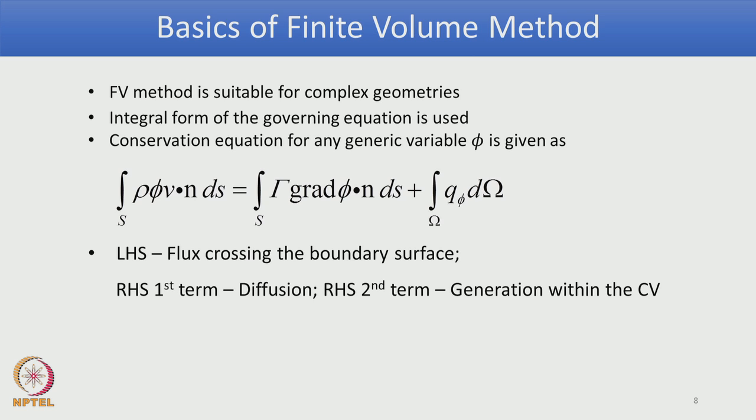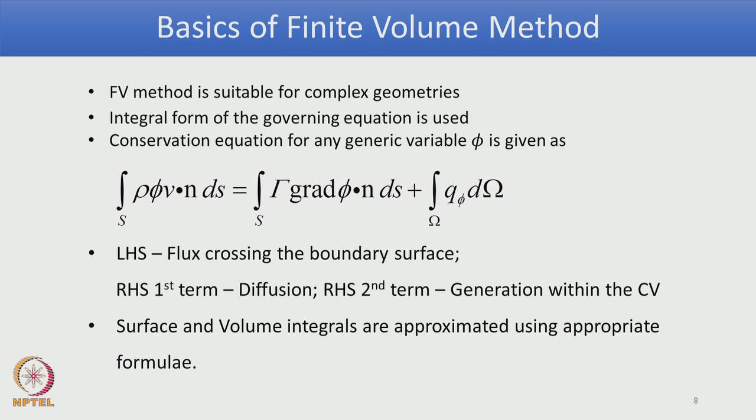On the LHS is the flux crossing the boundary surface, the first term on the RHS is diffusion, and the second term on the RHS is generation within the control volume. Now, we need to evaluate these integrals, the surface integral as well as the volume integral, over the finite volume mesh that you have considered, and they are approximated using an appropriate formula. When you say appropriate, you have a volume integral and you have a surface integral, so you need to take those things into account.